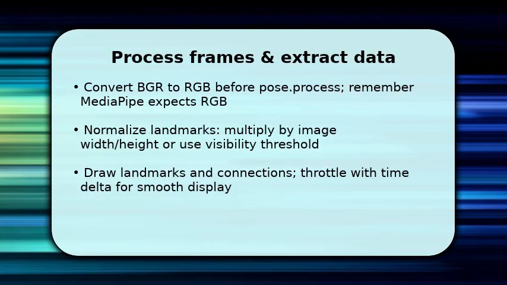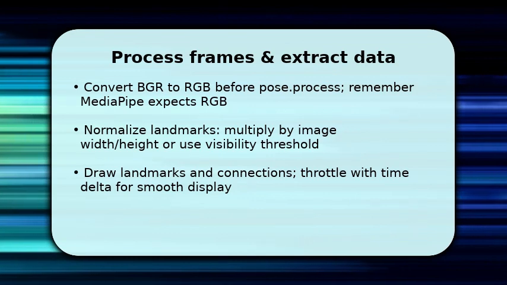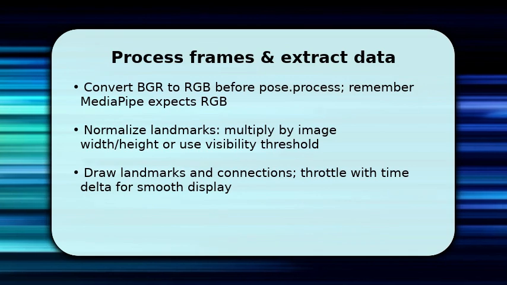Now you'll handle the per-frame processing. Convert each BGR frame to RGB, then call Pose.Process to get landmarks. You want normalized coordinates turned into pixel values by multiplying X by width and Y by height. This makes overlays precise. Also check the visibility score and skip low confidence points to avoid noisy results.